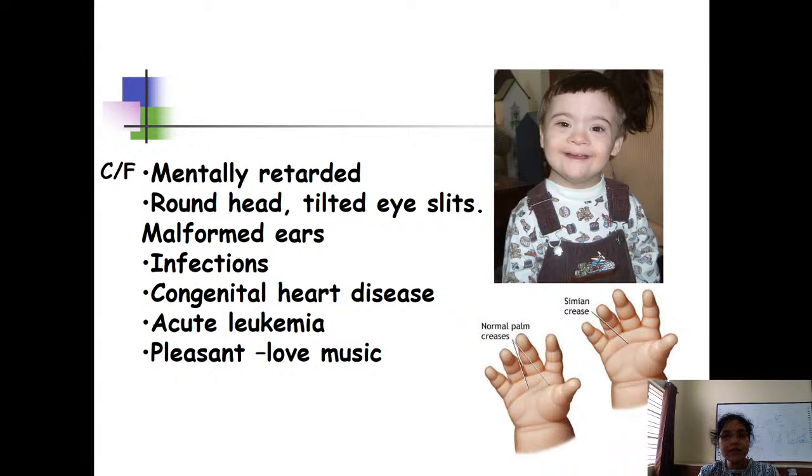Now, coming to the clinical features of Down syndrome, they're mentally retarded. They have round head, tilted eye slits, malformed ears. They are more prone to infections. They have congenital heart disease, and they present with acute leukemia. Usually they are very pleasant and they love music. Now you see these normal palm creases. But in Down syndrome children, you will find only one crease or simian crease.